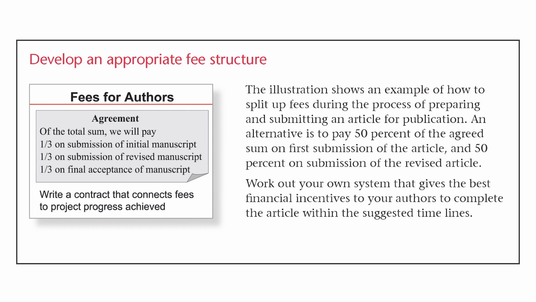Develop an appropriate fee structure. An example of how to split up fees during the process of preparing and submitting an article for publication is to pay a third of the total sum on the initial manuscript, a third of the sum on a revised manuscript, and a third on final acceptance of the manuscript. An alternative is to pay 50% of the agreed sum on the first submission of the article and 50% on the revised article. Work out your own system that gives the best financial incentives to your authors to complete the article within the suggested timelines.